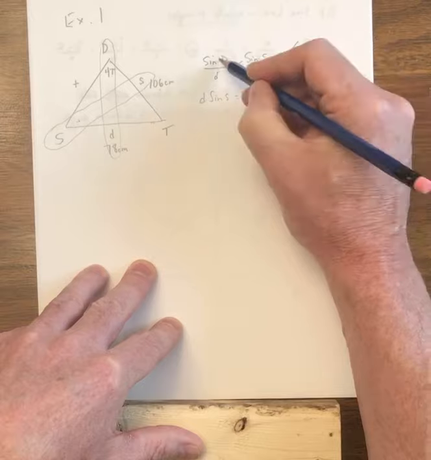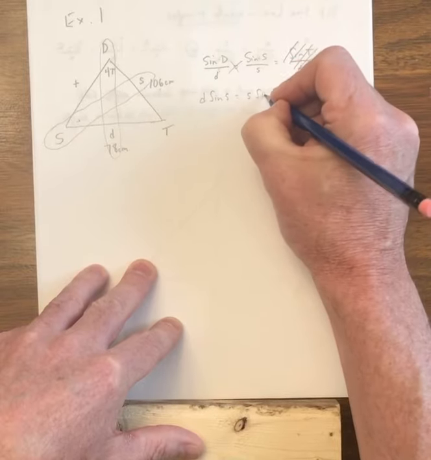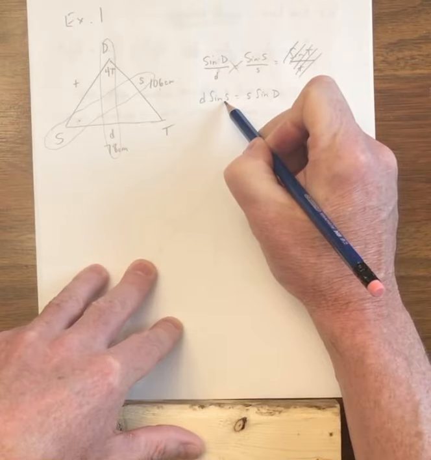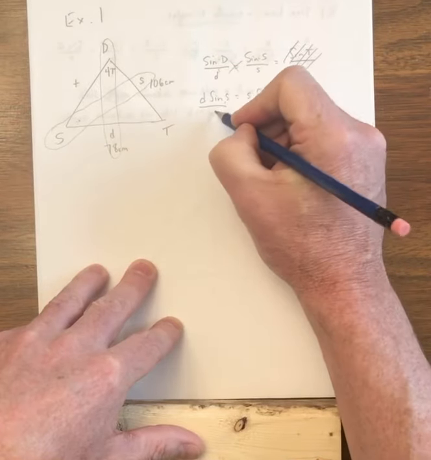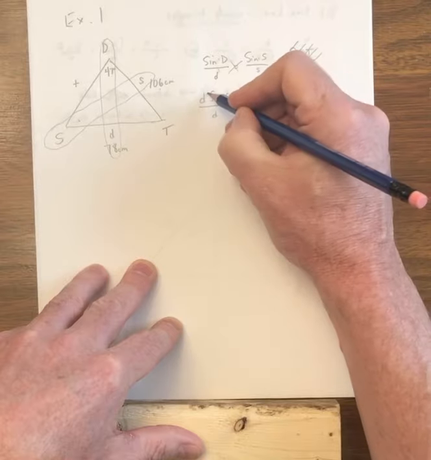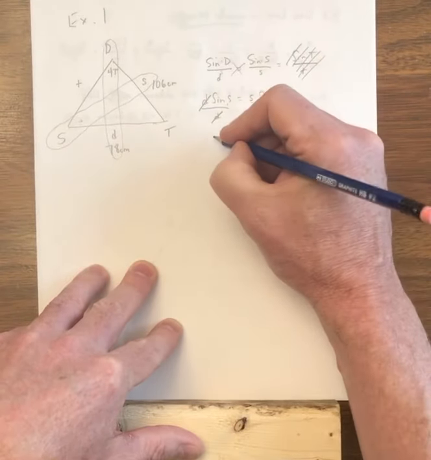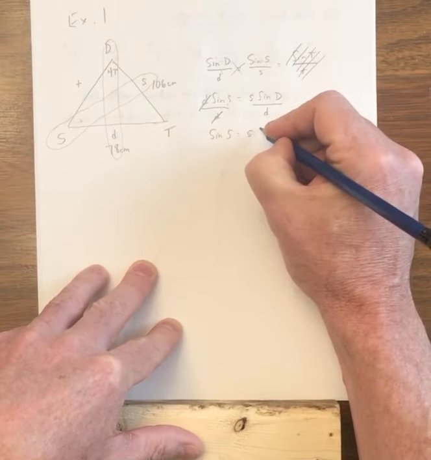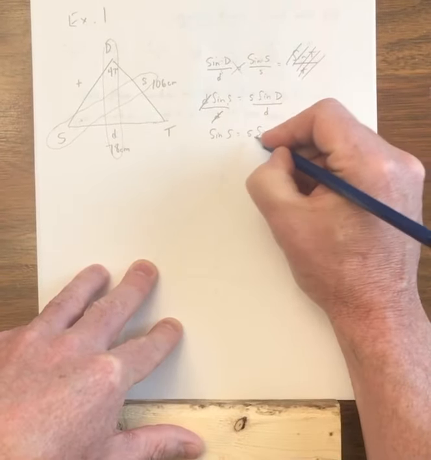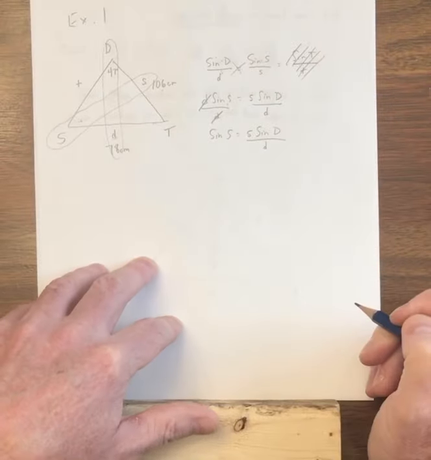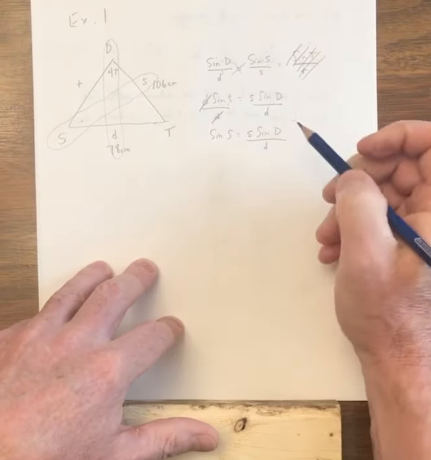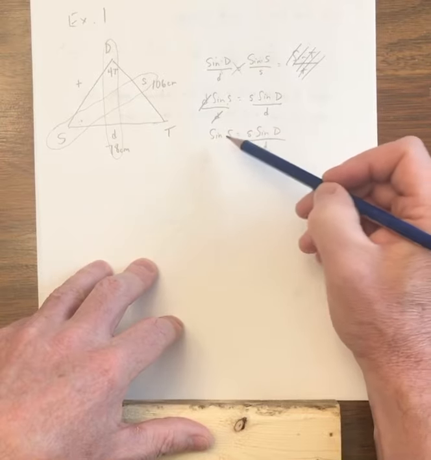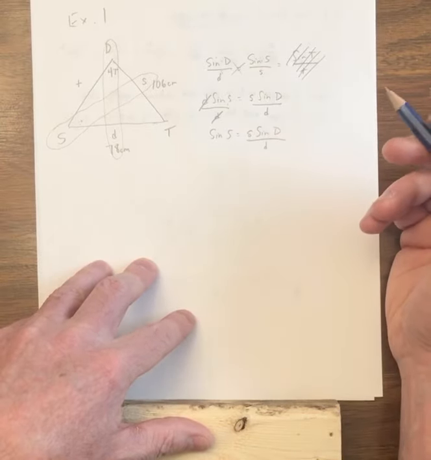And here we have S times sine D. And to continue to get sine S on its own, I'm going to divide both sides by D. These cancel each other out on the left side, and I have sine S. And on the right side, we still have this. You could have plugged the numbers in first and then isolated. I isolated before. Either way is perfectly acceptable.